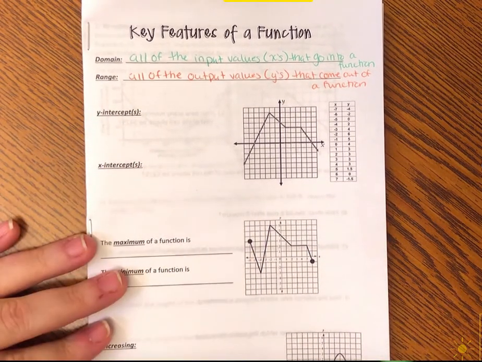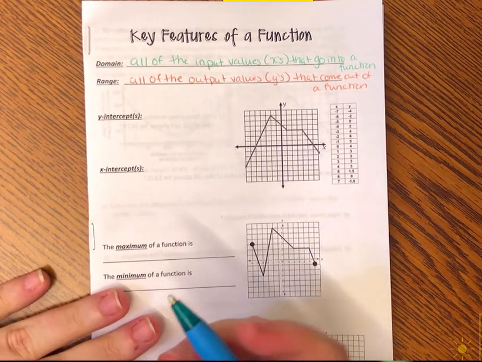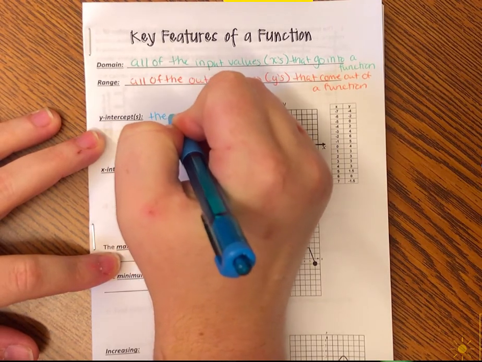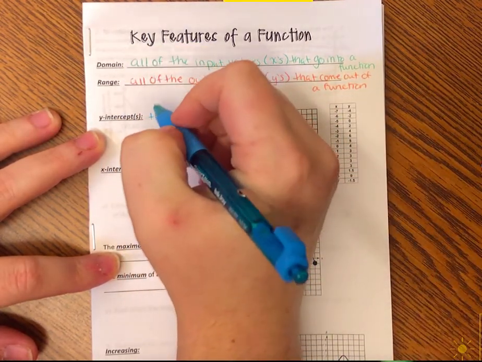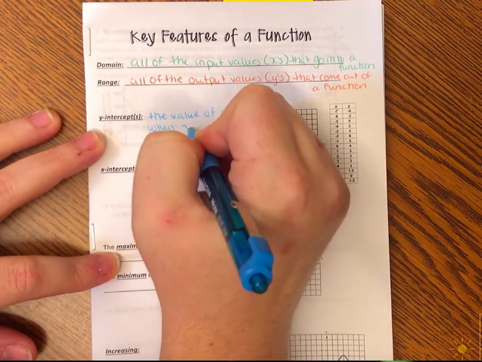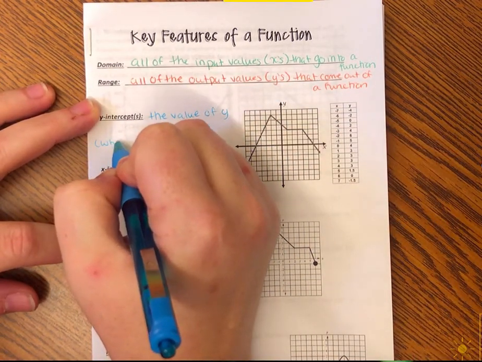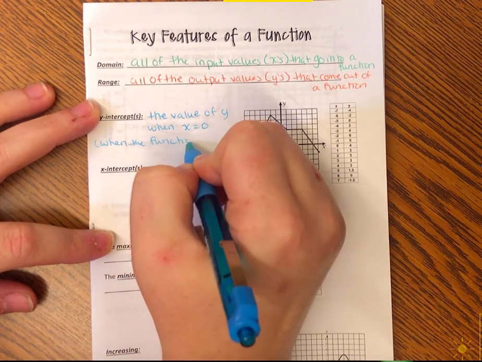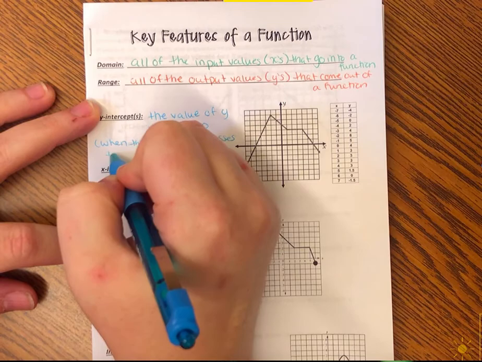So we also have on functions, we have y-intercept or y-intercepts, depending on how many times the graph crosses it. So the y-intercept is the value of y when x is equal to 0. So another way of looking at that is when the function crosses the y-axis.